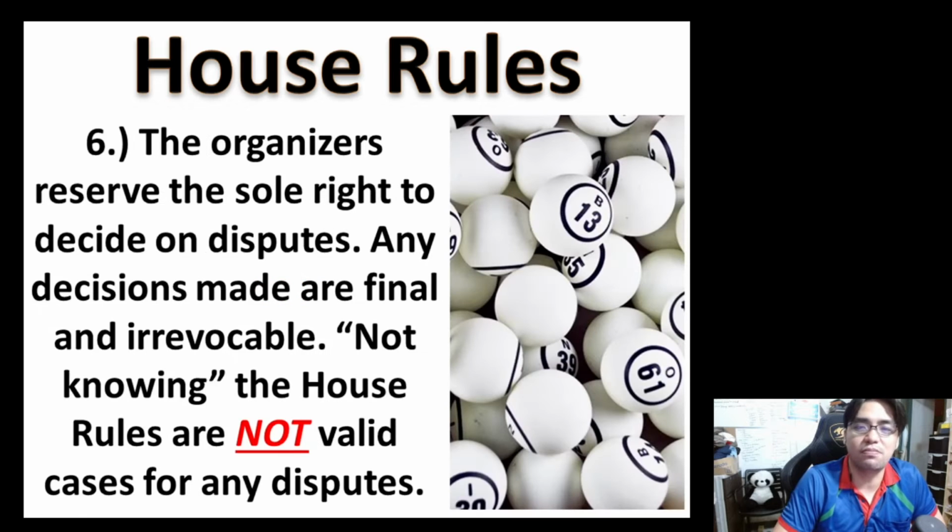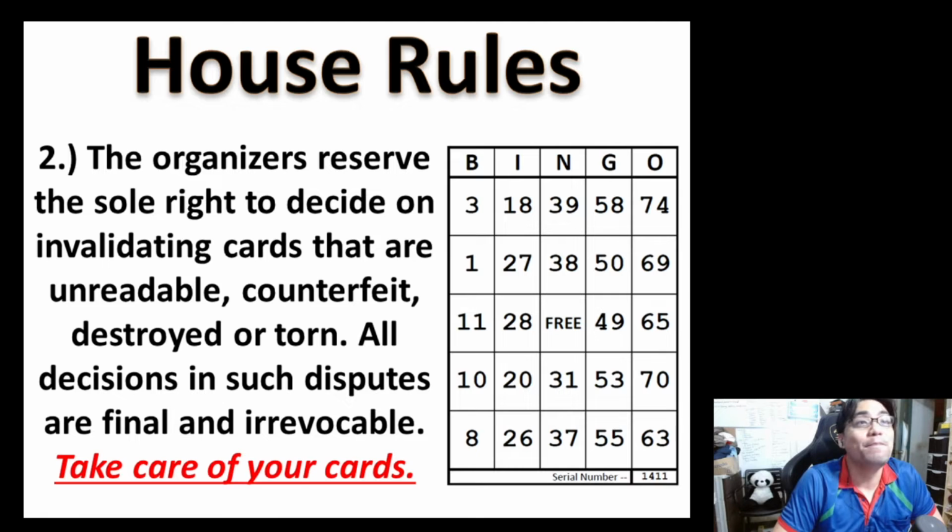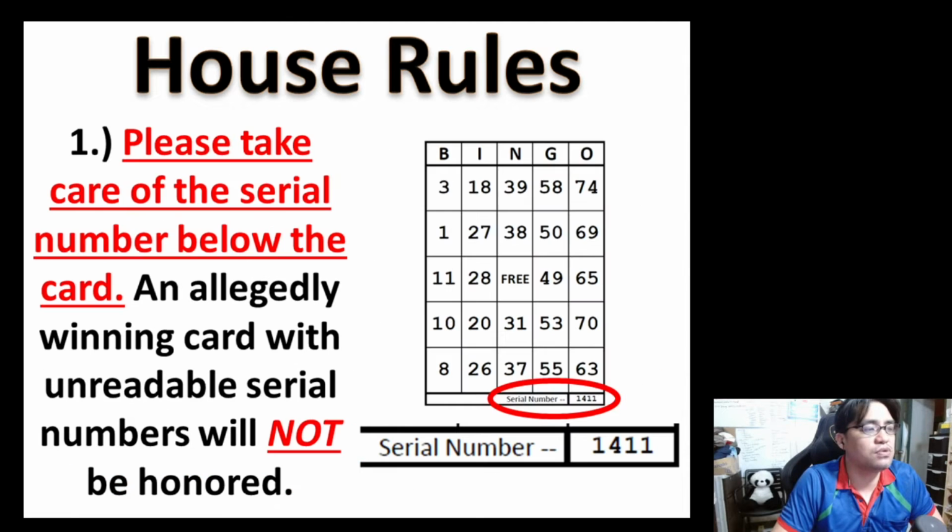And of course, house rule number 6. The organizers reserve the sole right to decide on disputes. Any decisions made are final and irrevocable. Not knowing the house rules is not a valid case for any disputes, especially when it comes to the serial number of the cards. So once again, these are suggested house rules, but of course, you may draft your own house rules. But please make sure to add the house rule regarding the serial number of the cards, because once again, we're going to use those serial numbers later on to determine winning cards.